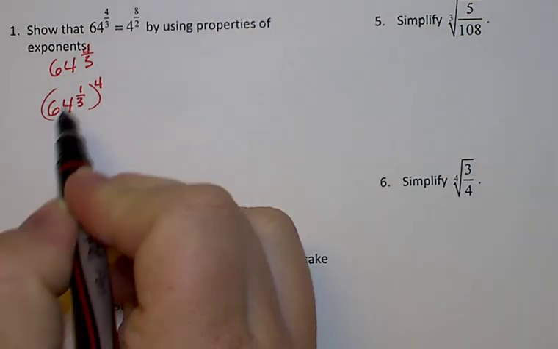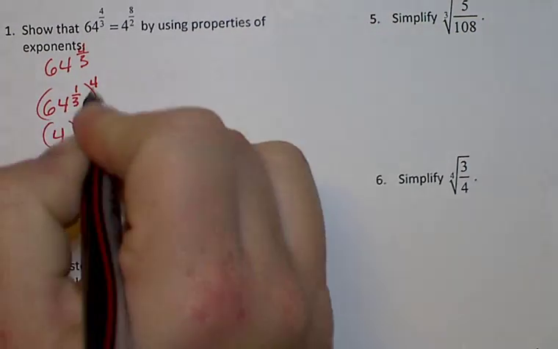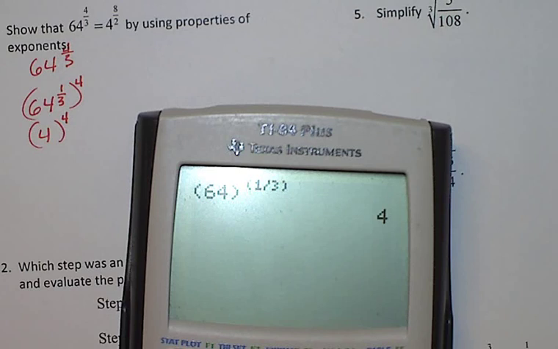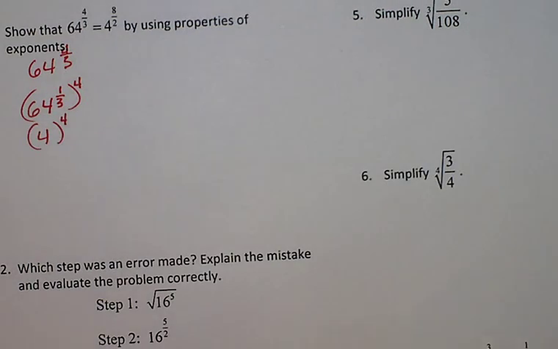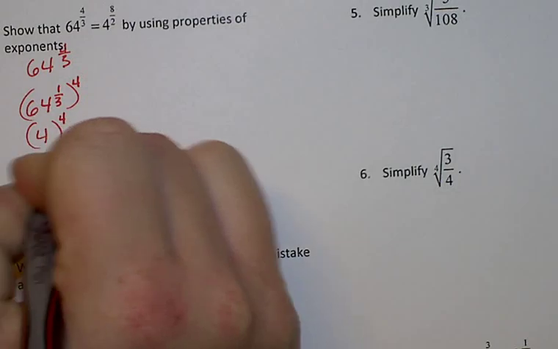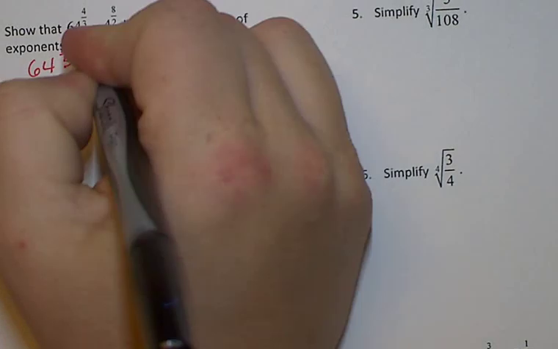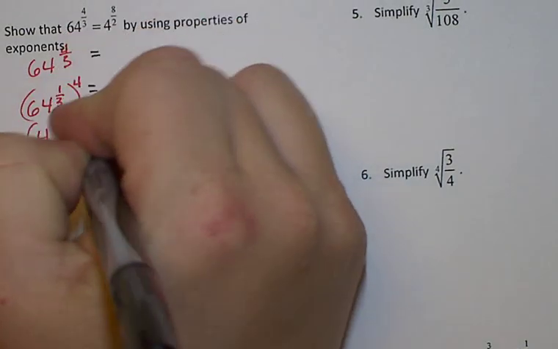This portion equals 4. Now I'm going to apply the 4 up top. A lot of times students think 16. This is not 4 times 4. It's 4 times 4 times 4 times 4. So 4 to the 4th is equal to 256. Now I'm going to go ahead and move on to the right-hand side.